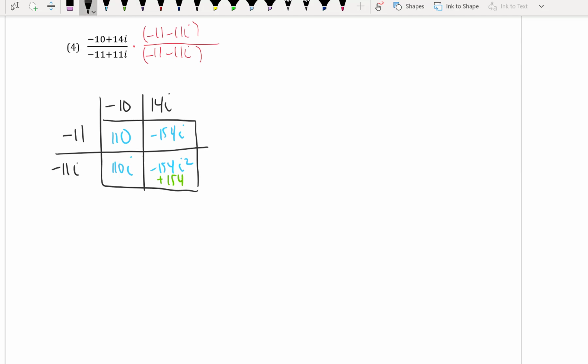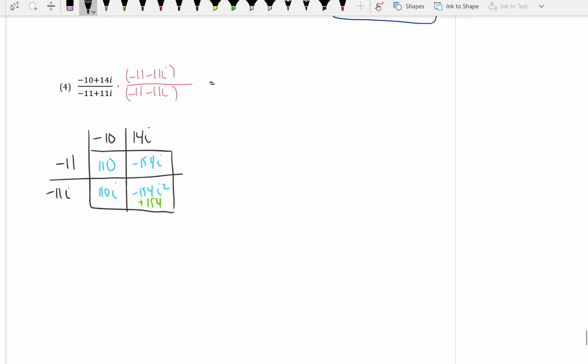So now I know exactly what's going to be in my numerator. That numerator, I have 110, and now I get to add my diagonals. So I get to add this number and this number together. So 110 minus 154 gives me a negative 44i. And I also have my plus 154. So that made it a lot easier on my eyes to multiply using the box method.